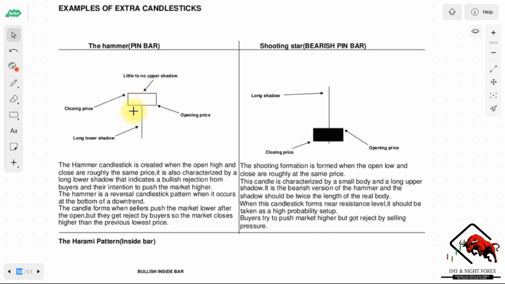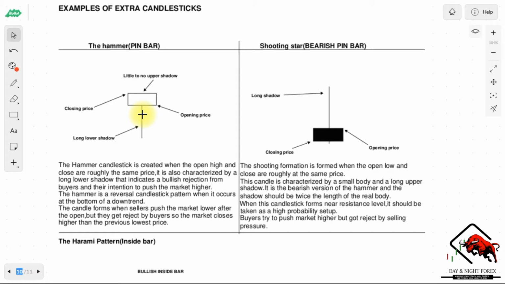But a hammer can also be a bearish candlestick, but it just has to have a longer tail. So the hammer is a reversal candlestick pattern when it occurs at the bottom of a downtrend. The candlestick forms when sellers push the market lower after the open, but they get rejected by buyers so that the market closes higher than the previous lowest price.